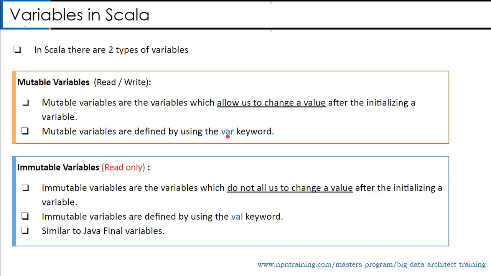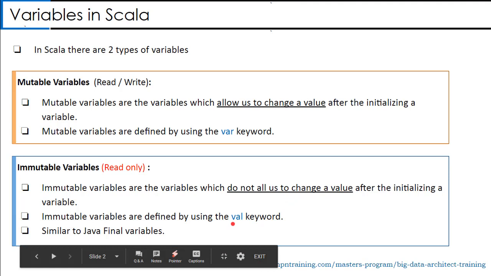Immutable variables. Immutable variables are the variables which do not allow us to change a value once a variable is initialized. If we want to define an immutable variable, we define by using val keyword. Immutable variables are like read-only variables. It is similar to Java final variables.